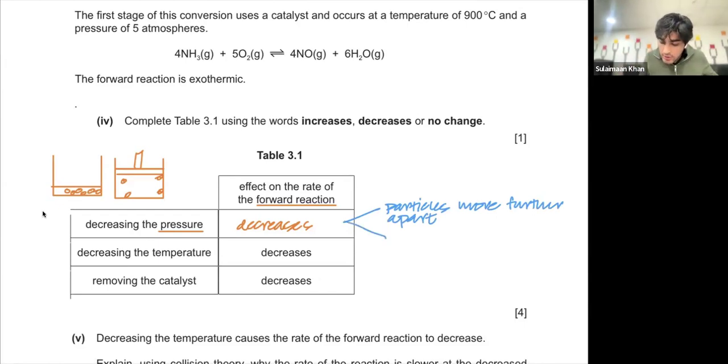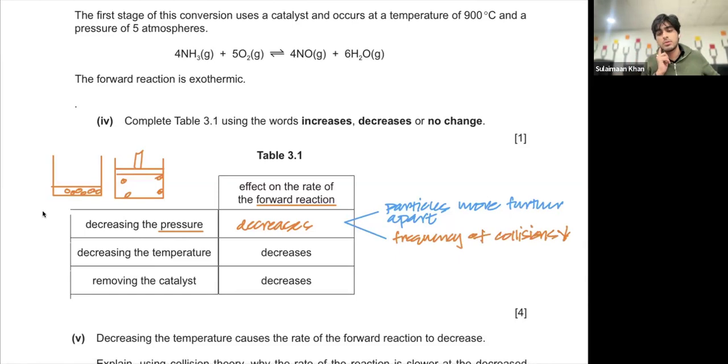So why does it decrease, everybody? Come on. Why does it decrease? Particles move further apart, and therefore, what should happen to the collisions? The frequency of collisions decreases, and therefore the total effective collisions, or the total successful collisions, decreases, and therefore the rate of reaction decreases. Oh, Ramin, this is not good, kiddo.